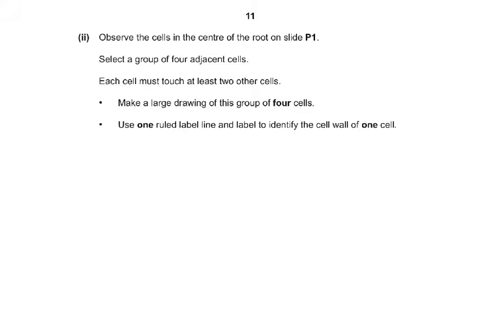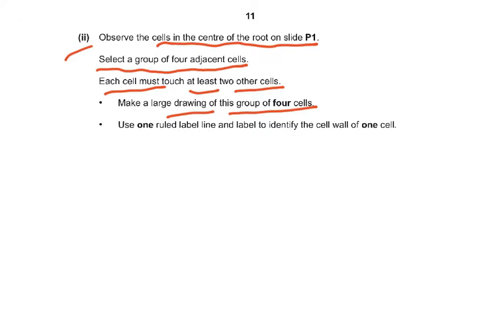Then part 2 of the question: observe the cells in the center of the root on slide P1. Select a group of 4 adjacent cells. Each cell must touch at least 2 other cells. Make a large drawing of this group of 4 cells. Use one ruled label line and label to identify the cell wall of one cell.